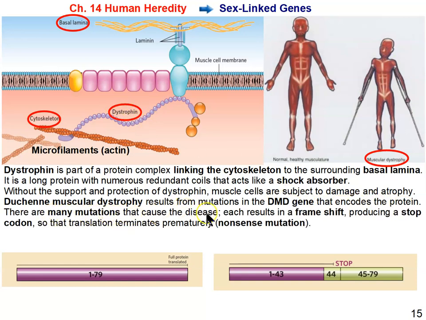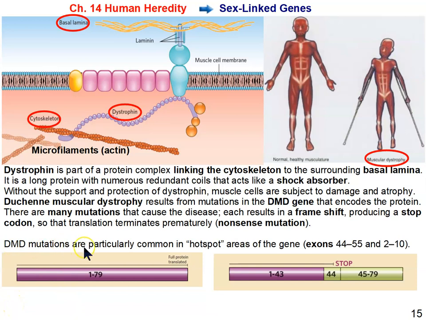There are many mutations that cause the disease, and each one results in a frame shift. If you recall, that's a kind of mutation that shifts the reading frames of codons in the messenger RNA, and in this case, it produces a stop codon. And if you recall, when there's a frame shift that results in a stop codon, or any mutation that results in a stop codon, we call that a nonsense mutation, because the production of the protein is going to abruptly stop before the protein, or the polypeptide, is complete. And so that's a nonsense mutation. That protein is nonsense, completely non-functional.